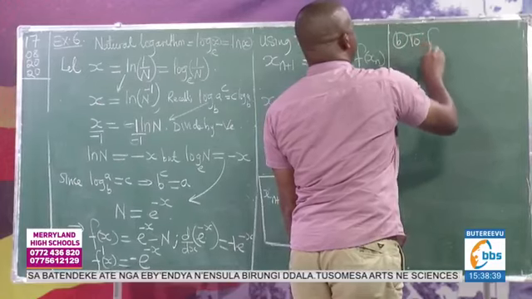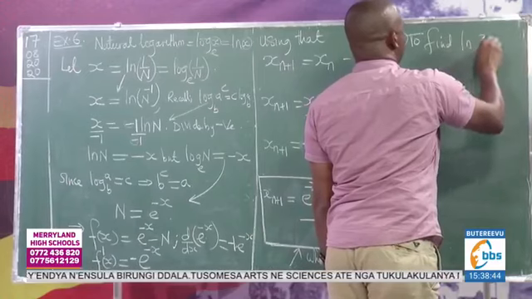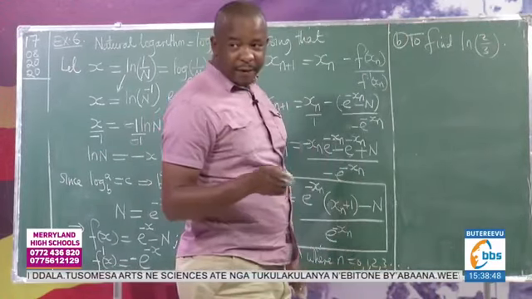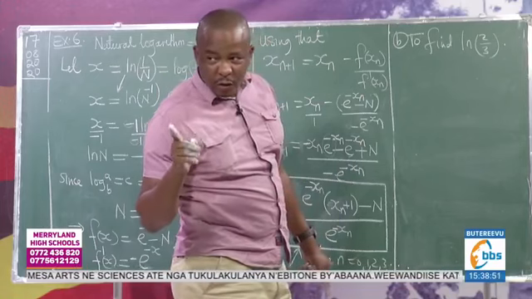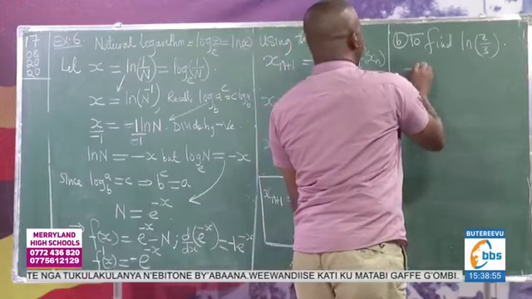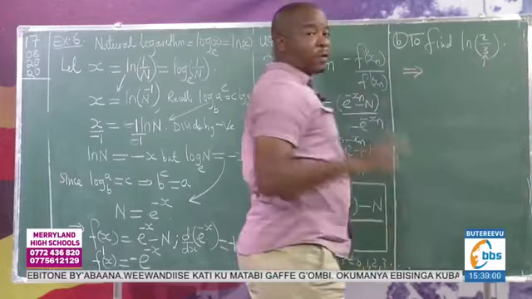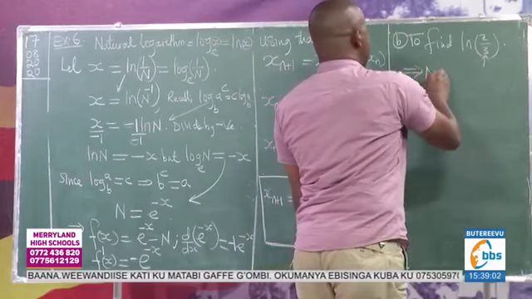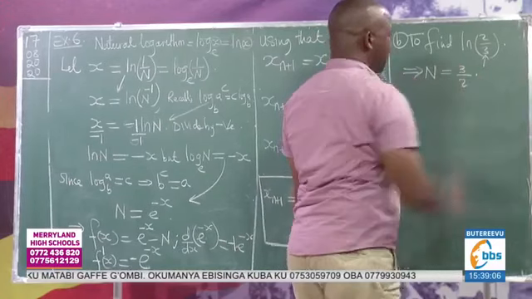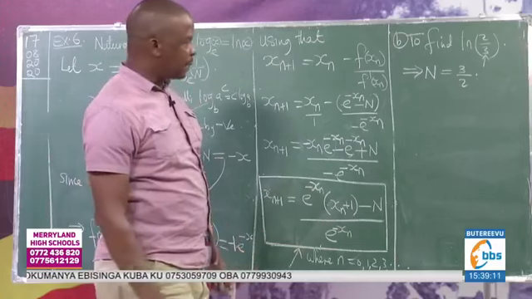So to find ln of 2 out of 3, remember that the question says find the natural logarithm of the reciprocal of the number. So it implies that if it's already fitted in here, it is already reciprocal. So the number n is expected to be 3 out of 2, the reverse of what you see there.